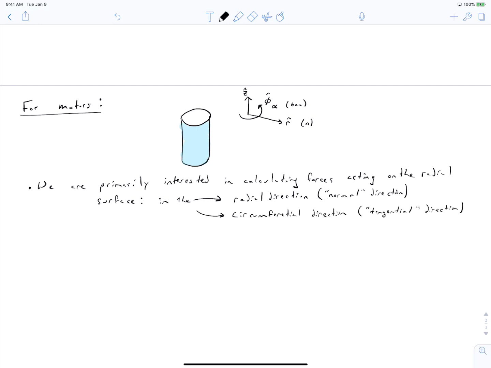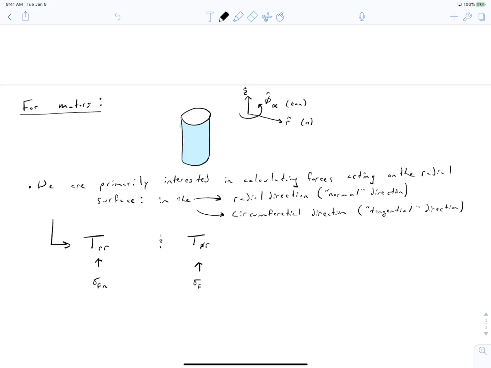And so that means that we're interested in the components of the Maxwell stress tensor that are referred to as T_rr, that is forces that are acting in the radial direction and on the radial surface, and T_phi r, that is forces that are acting in the tangential direction but on the radial surface. And we'll be referring to these as sigma F_n, so a force density in the normal direction, and sigma F_tan, a force density in the tangential direction.